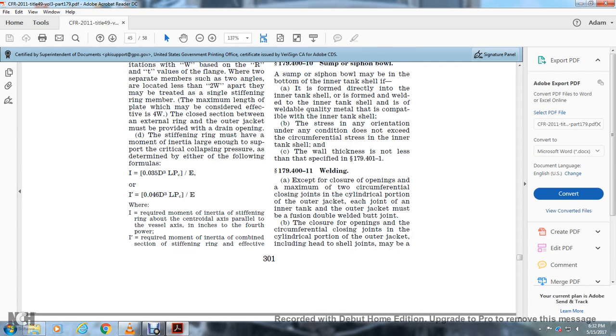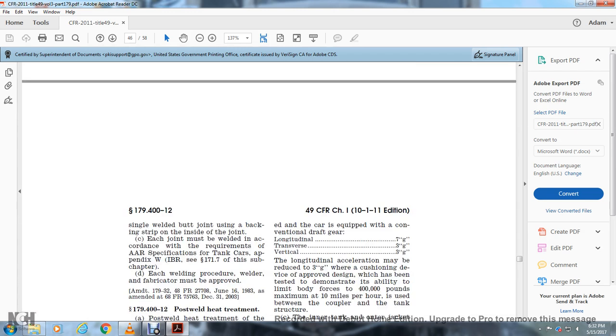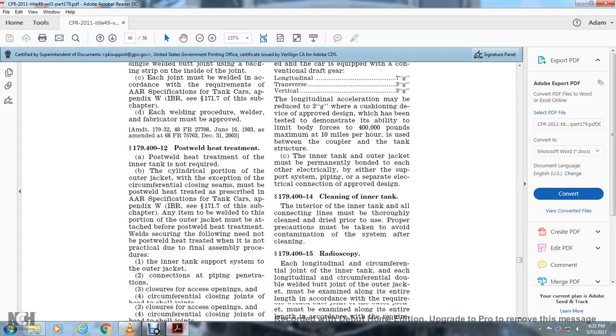139-411 Welding. Except for the closure opening, the maximum two circumferential closing joints with the cylindrical portion of the outer jacket, each of the joints of the inner tank and the outer jacket must be fusion double welded butt joints. The closure of the opening of the circumferential closing joint with the cylindrical portion of the outer jacket, including the head of the shells, may be single welded but using a back strip on the inside of the joint. Each of the joints must be welded in accordance with the requirements of the AAR Specification for Tank Cars, Appendix W, and each welding procedure and the welder fabricating must be approved.